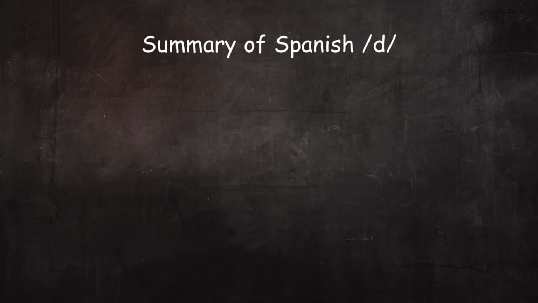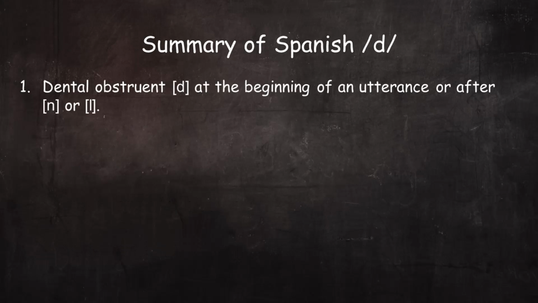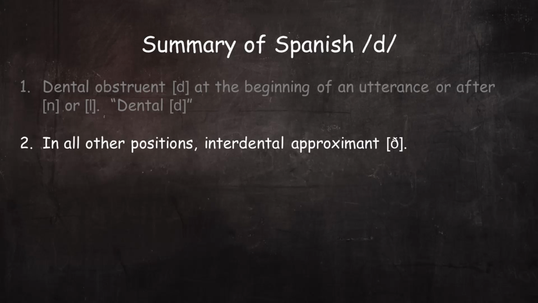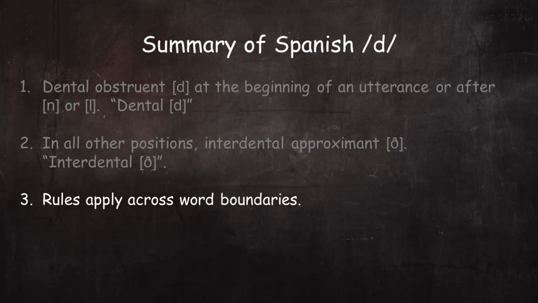So let's summarize everything we've learned up to this point. Spanish D is pronounced as a dental obstruent at the beginning of an utterance or after the N sound or the L sound. I call this D the dental D. In all other positions it's pronounced as an interdental approximant. I call this D the interdental D. These rules apply not just within a given word, but also across word boundaries.